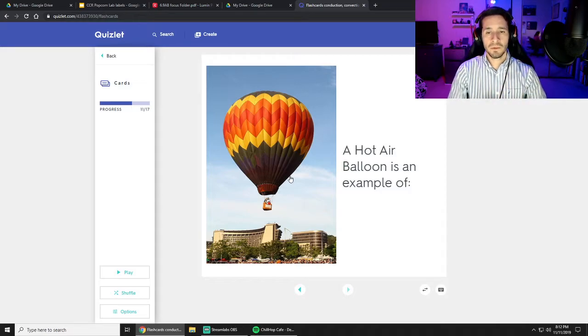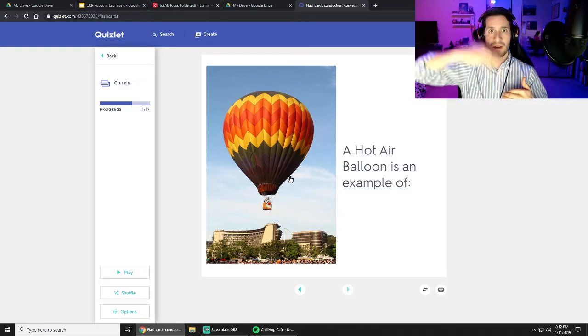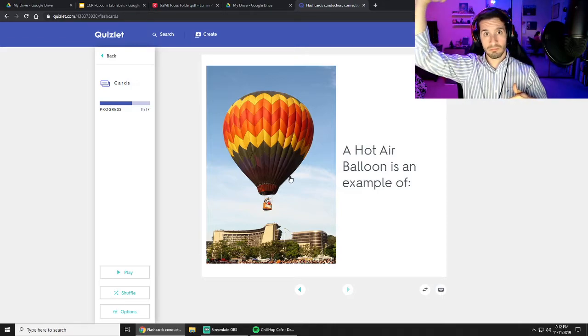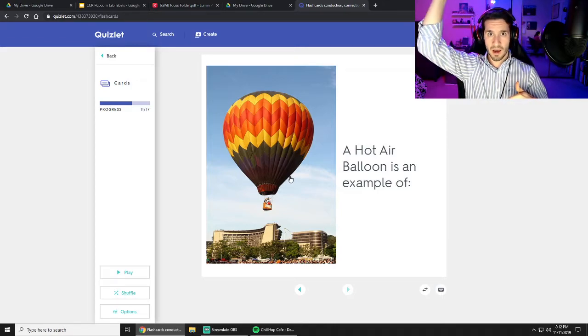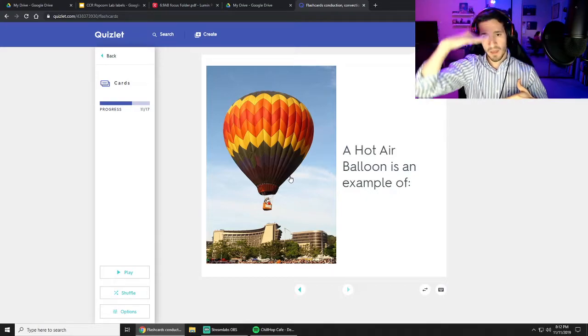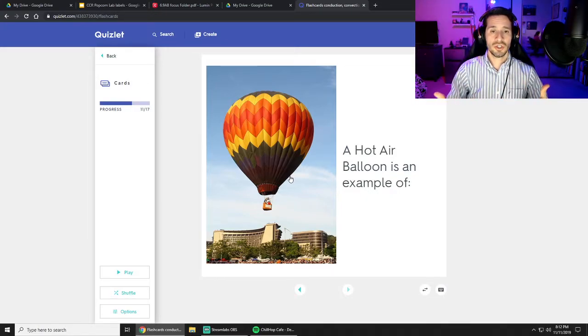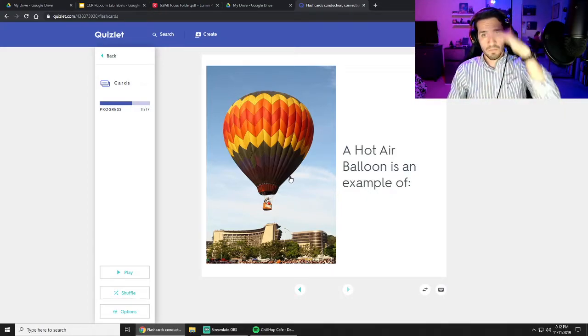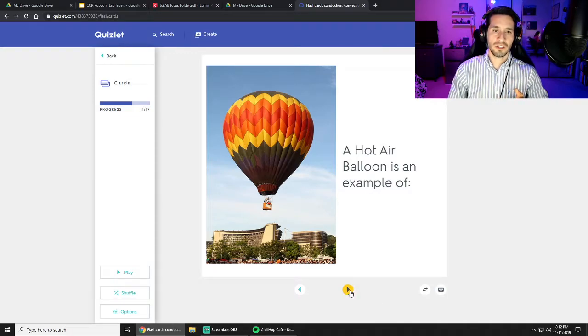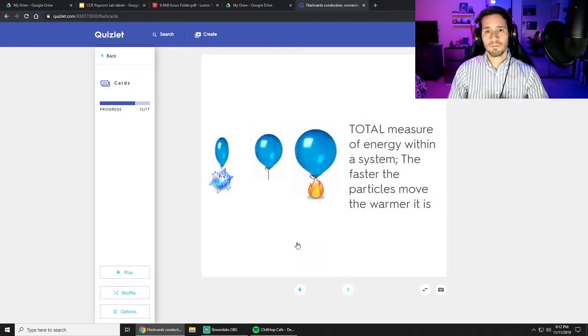Hot air balloons. Again, air heating up, rising to be cooled down again up there in the atmosphere and then being brought back again to Earth. So it heats up, cools down, heats up, cools down. Again, convection.